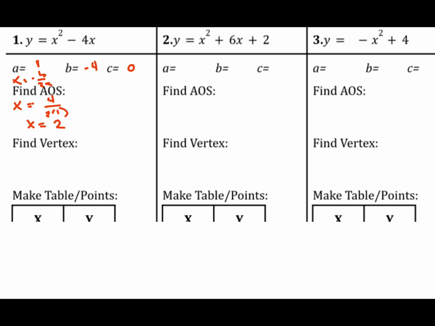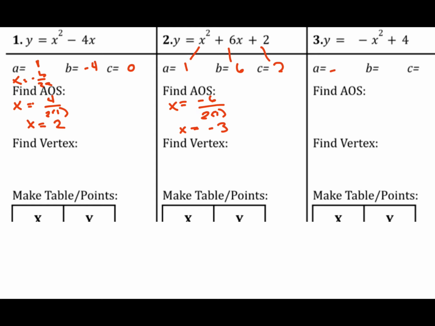We're going to find the axis of symmetry again on number 2. So a is 1, b is 6, c is 2. X equals the opposite of 6, which is -6, over 2 times a. So the axis of symmetry, -6 divided by 2, is -3. Why don't you go ahead and pause the video and find the axis of symmetry, identify a, b, and c for number 3.